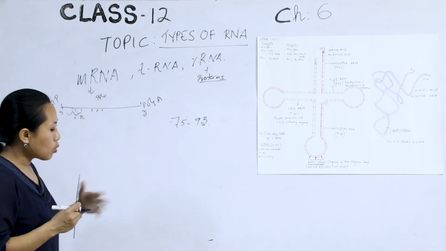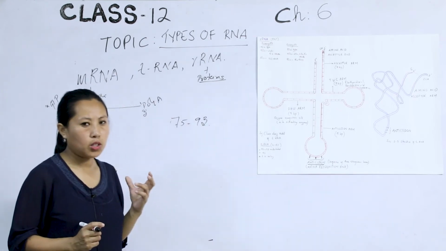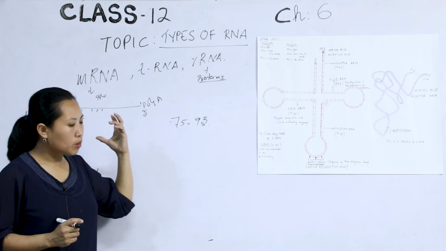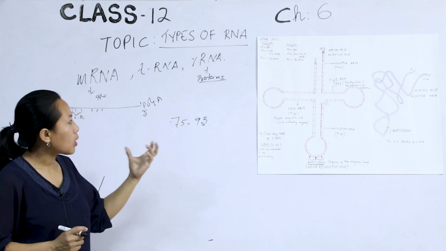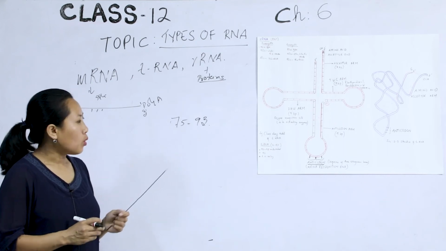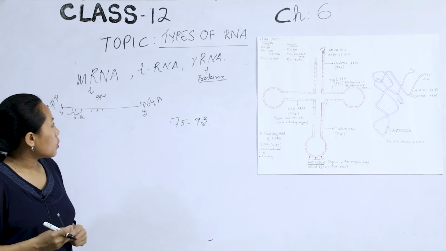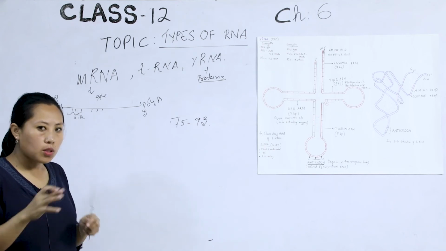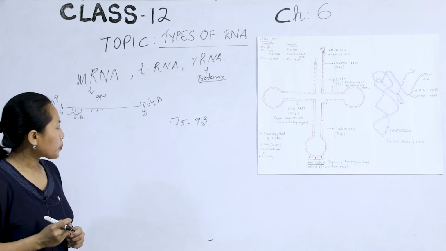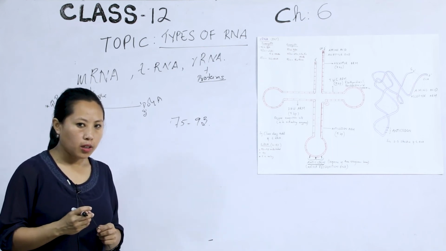So during the process of protein synthesis, the mRNA, which is the genetic blueprint, brings the message from the nucleus and takes it to the ribosomes present in the cytoplasm for translation into proteins. So this ribosomal RNA together with proteins forms the structural components of the ribosomes. And these ribosomes are of different types in prokaryotes and eukaryotes.